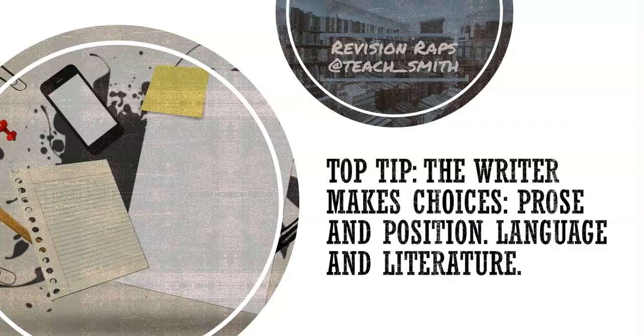So top tip 1, the writer makes choices. That's what this is all about, the writer making choices in the extract. Prose and position. What do I mean by this? So prose: word choices, technique choices, and structure, the position of events, the position of where things happen, what you get introduced to. This is true of language and literature. This is true of both the extract in language and the literature text as well.